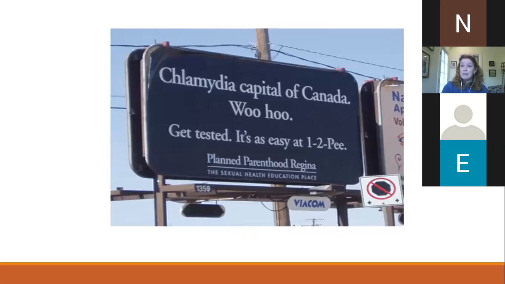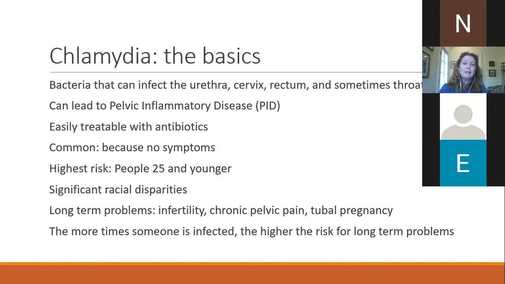Okay, so let's start with chlamydia. Chlamydia is one of the most common STIs. It is the number one most common bacterial STI. It can infect the urethra, so think penis, the cervix, so cis women and trans men, the rectum, and sometimes the throat. It doesn't do as well in the throat, so it's not something that we commonly screen for there.